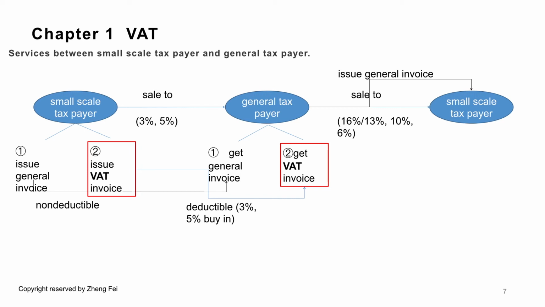The Chinese government manages VAT through the VAT invoice system. There are two kinds of invoices: general invoice and VAT invoice. For a VAT invoice, there is a buy-in VAT number listed on that invoice, which you could deduct from the sell-out VAT. But for a general invoice, there is no such number that's deductible.